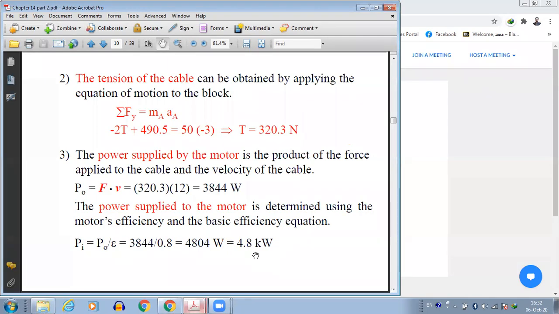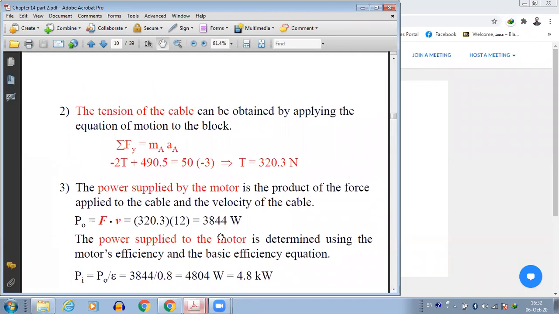Doctor? Yes. Why did we calculate the A? I mean, why didn't we take 9.8? Why didn't we take 9.8?